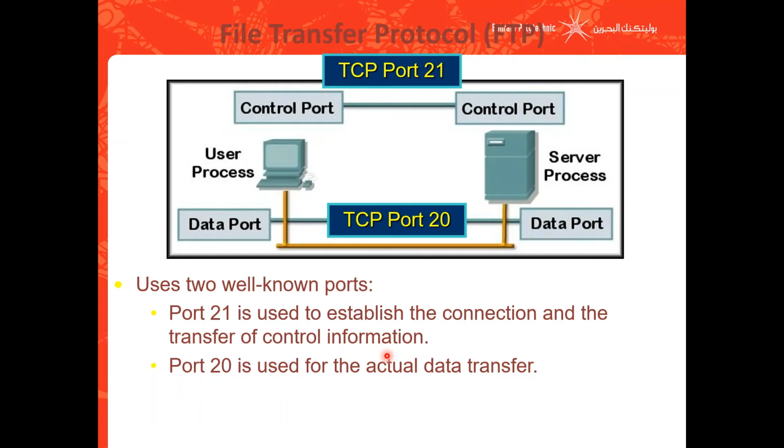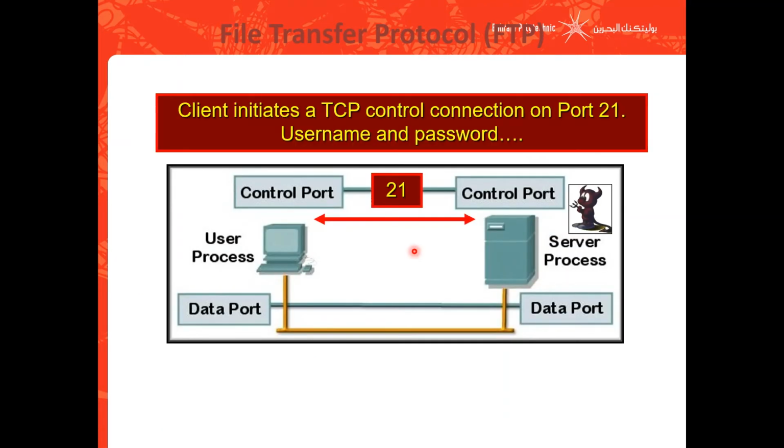So just like here, you have a server and you have a user. The port 21 will be the control port where you establish the connection between the two, and the data port will be the port 20, which is actually where the file transfer is happening. So the client initiates a TCP control connection on port 21. So basically, you try to establish a connection between the client here and the server.